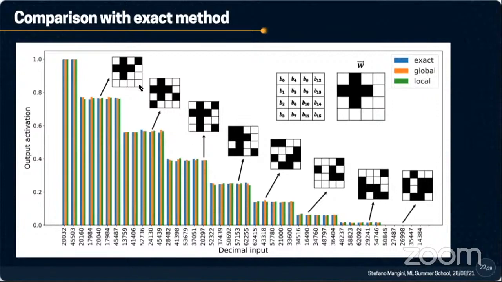What we see here is that we generated some random patterns, and the three columns with the three colors correspond to the approaches. The main concept about this graph is that you can see the columns are at the same level. So the global and the local approach, these two variational approaches, are actually able to learn the unitary UW and are able to be optimized and reach the same output activation. So they perform the same.